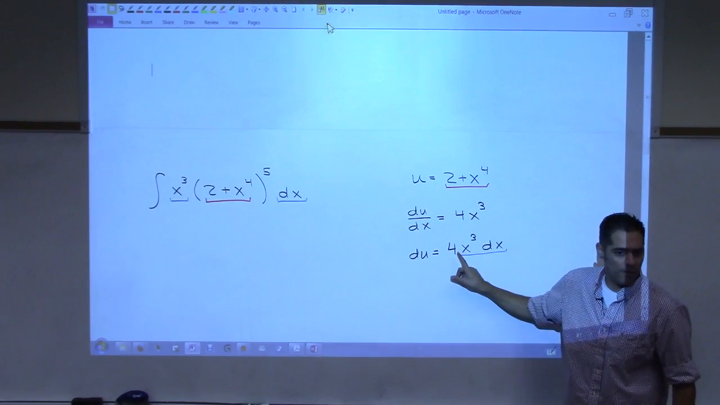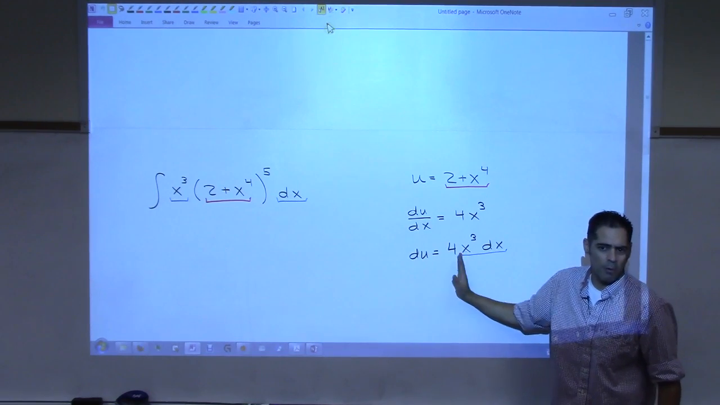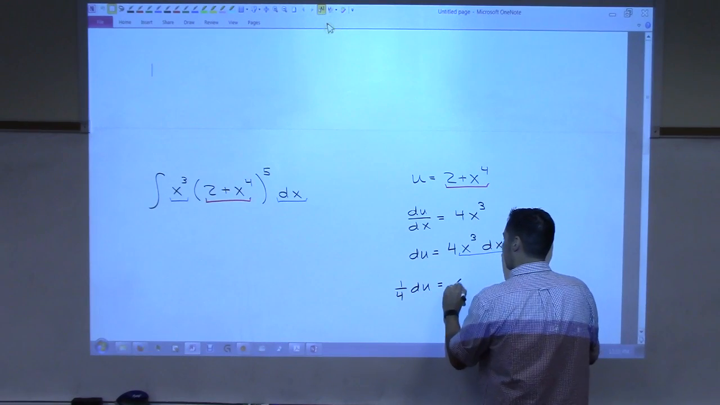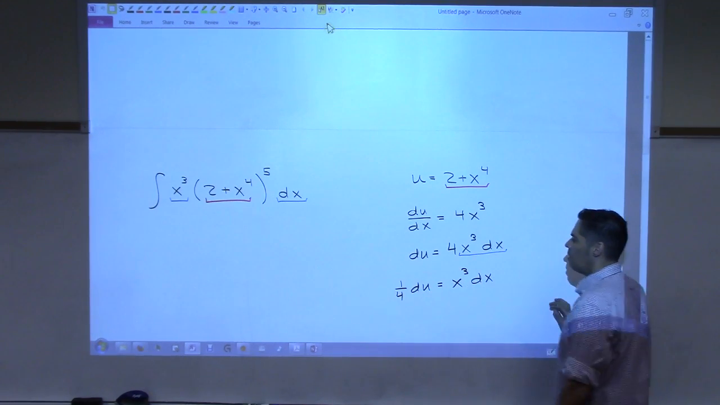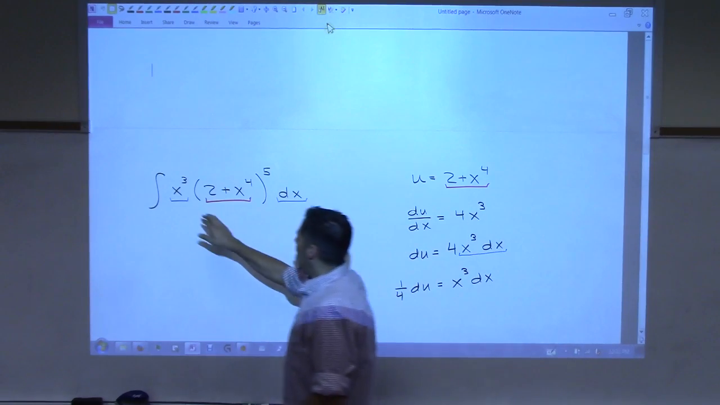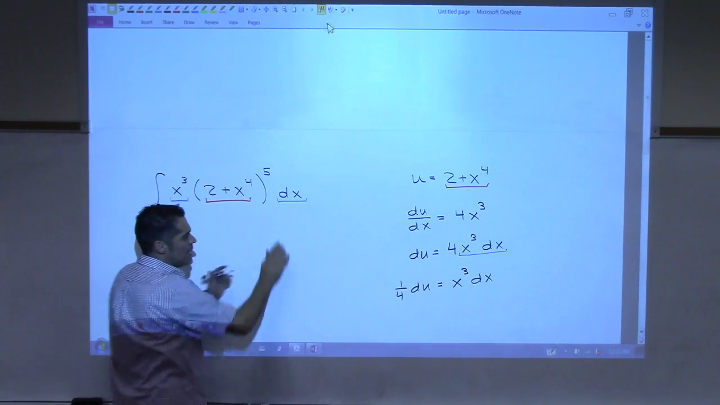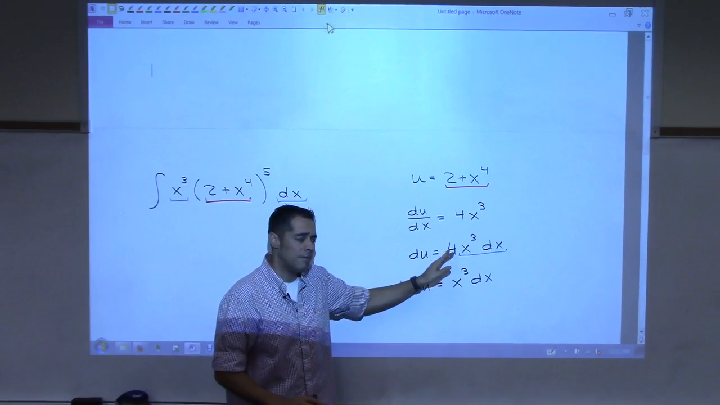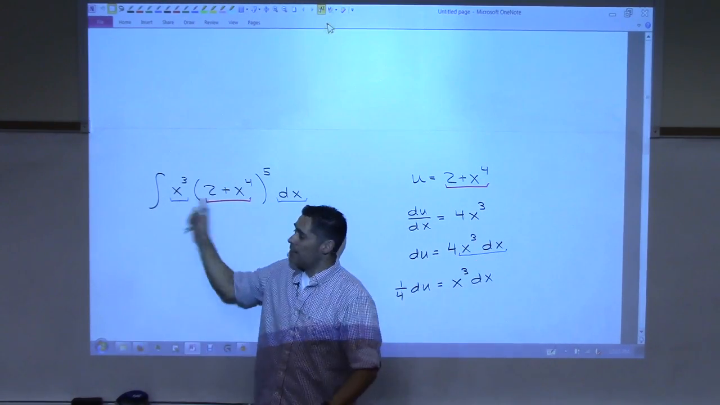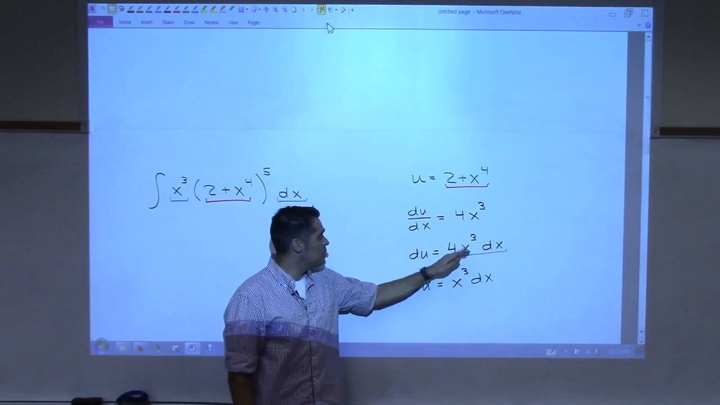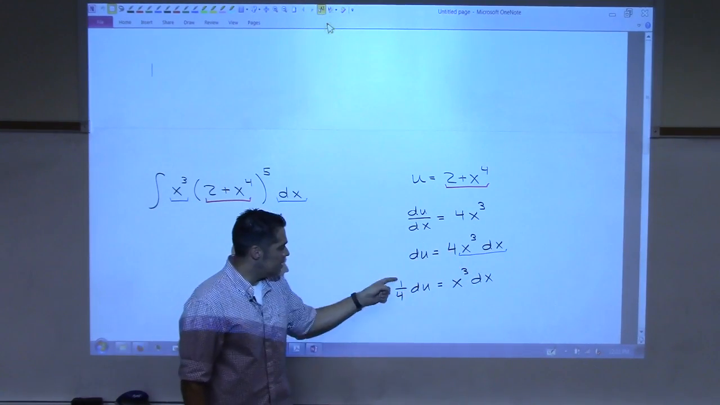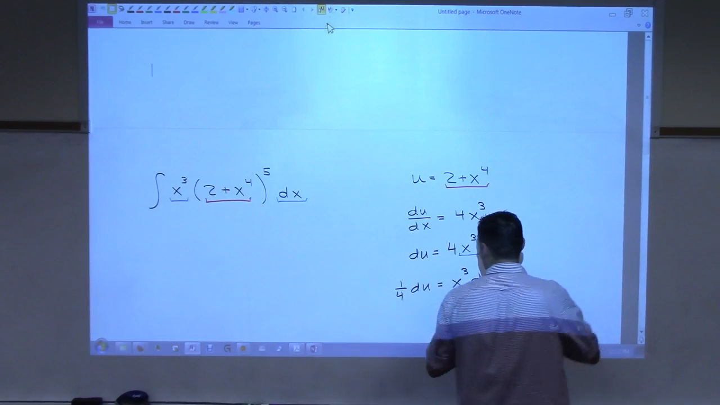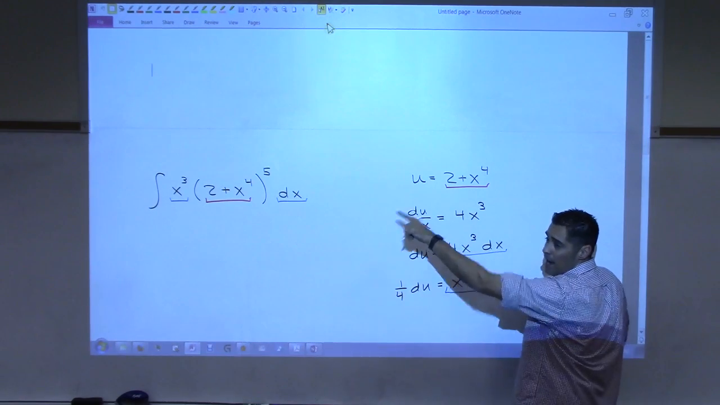I'm going to try on this equation to isolate that piece since it appears over there. So I'm going to divide both sides by 4, or multiply by 1/4, however you want to look at it. Okay, so up here, I have x cubed dx. In my equation, I do have an x cubed dx, but there's a 4 in front. So I don't want that 4 there. If that's going to match, I can't have the 4. So I multiply both sides by 1/4 to give me 1/4 du. On this side, x cubed dx, that's exactly what I have up there, right?